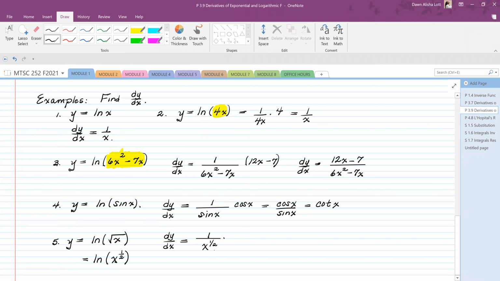So the derivative of x to the half is what? 1/2 x to the negative 1/2. I have to use that rule, the power rule.